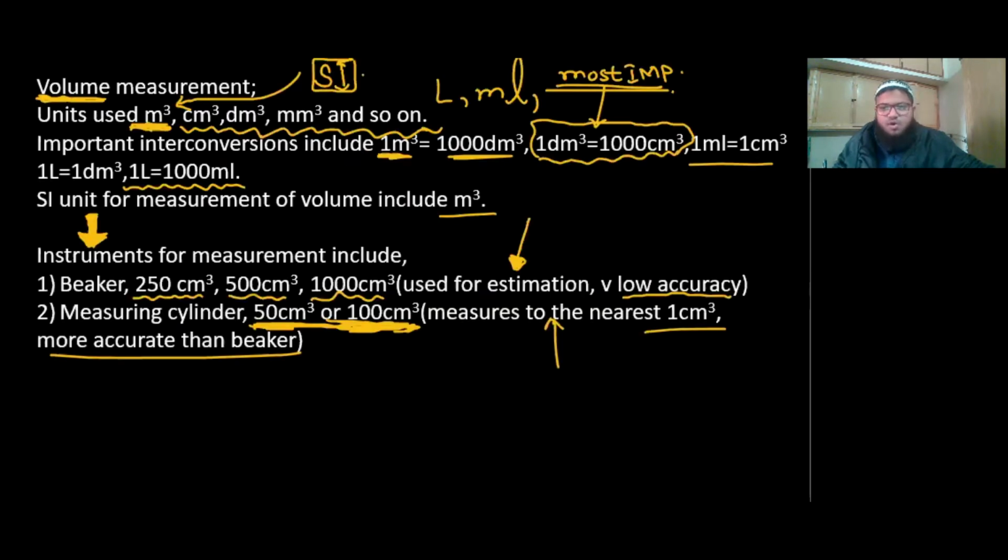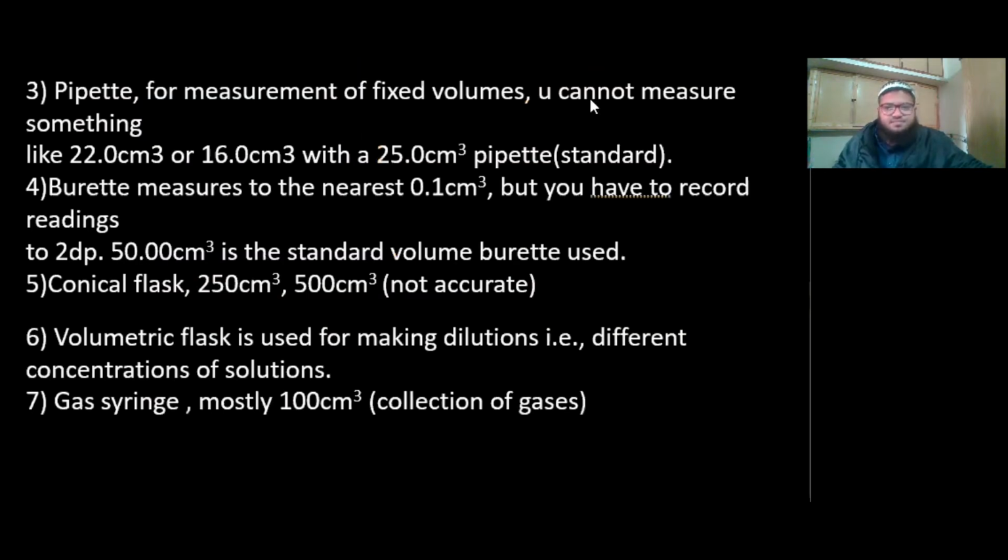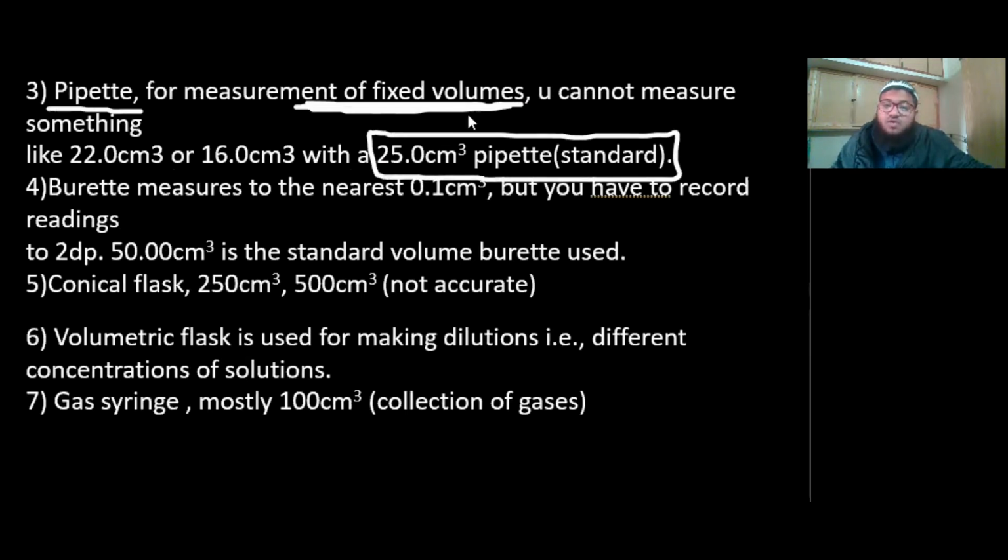Now let's move on to the more important ones. Pipette. What is a pipette? A pipette is used for measurement of fixed volumes. Fixed volumes, what does this mean? I'll explain in just a bit. You cannot measure something like 22 cm³ or 16 cm³ with a 25 cm³ pipette. Why did I choose the 25 cm³ pipette? Because this is the one we'll be using throughout our O-level chemistry, and also in AS chemistry when you have your practical labs. That's the CIE standard.